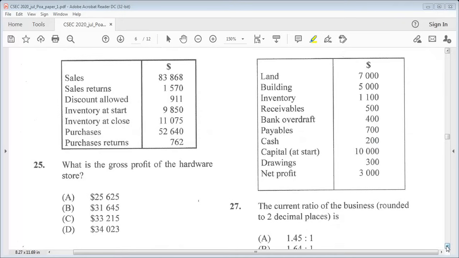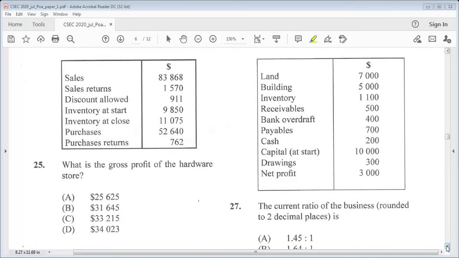Now we know our trading profit and loss. We know that we're going to have sales, then we have sales 83,868. Then we're going to less our returns, sales returns or returns inwards. That is 1,570. So we're going to get $82,298.